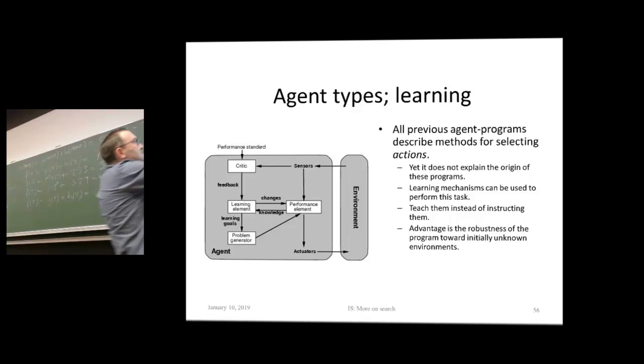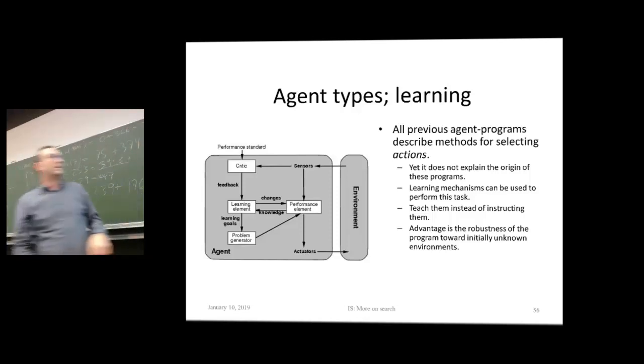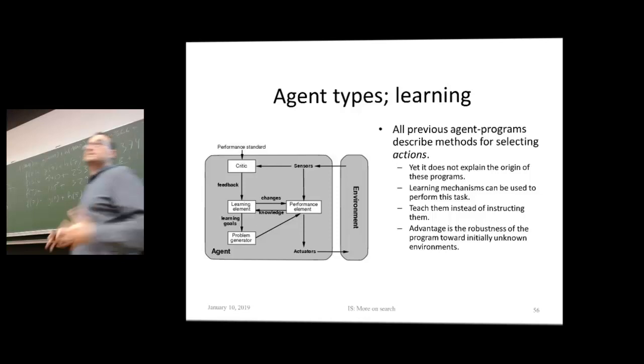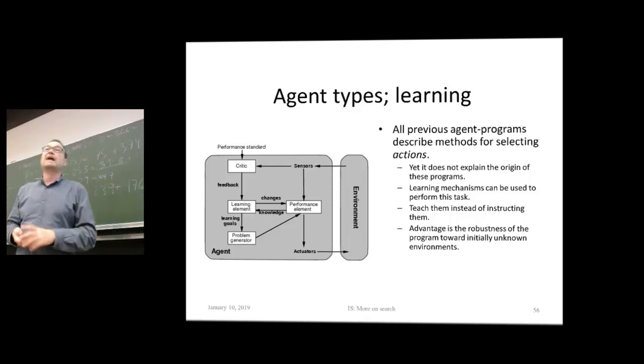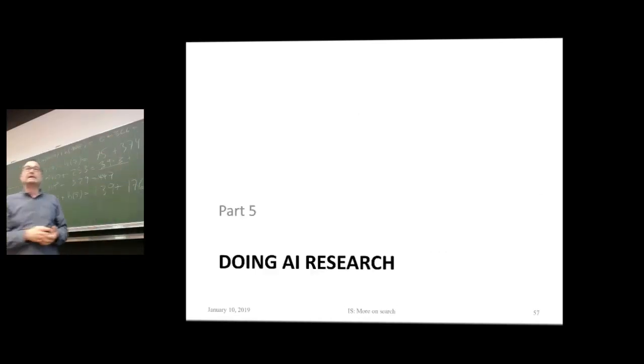And then the next step is that you learn also from perception from the real world or from other agents, or particularly from yourself. And so this is the most advanced agent type, and we looked at the methods for that in the last week.